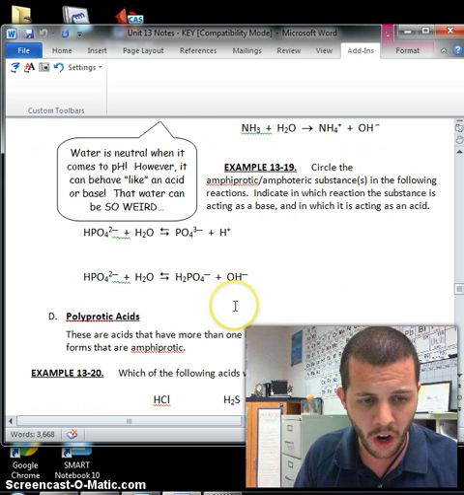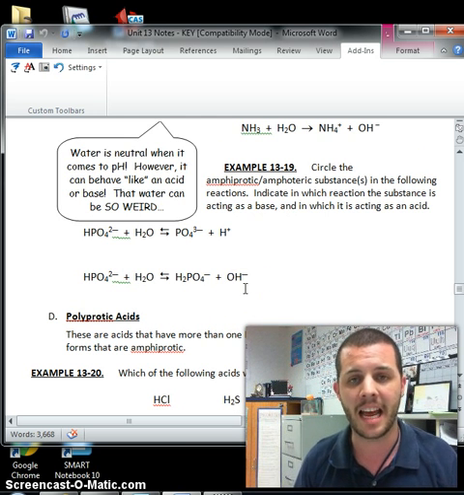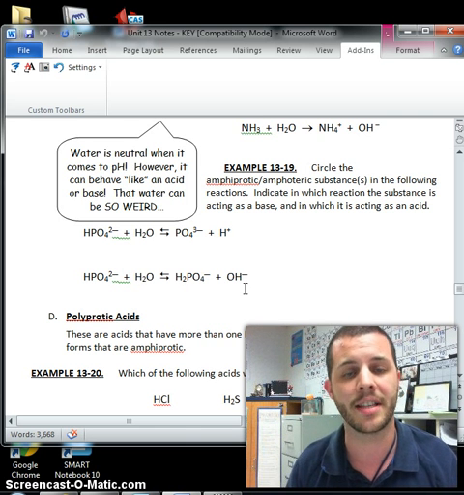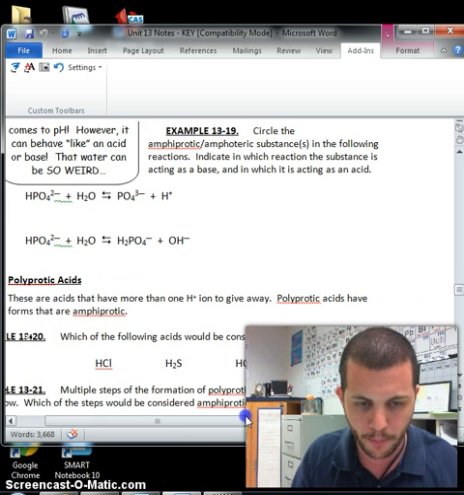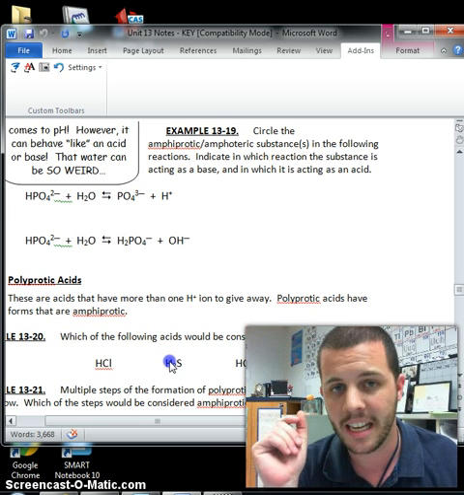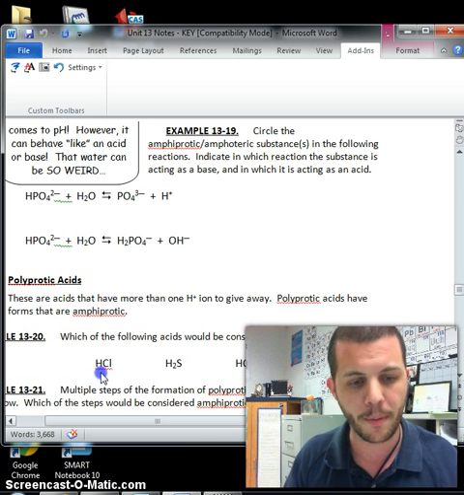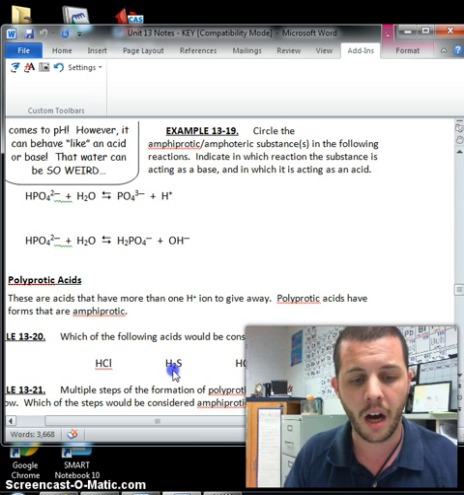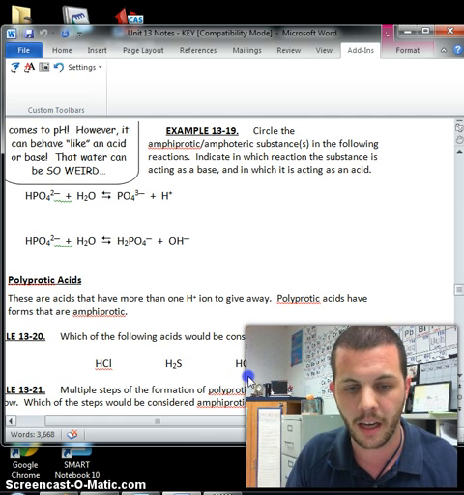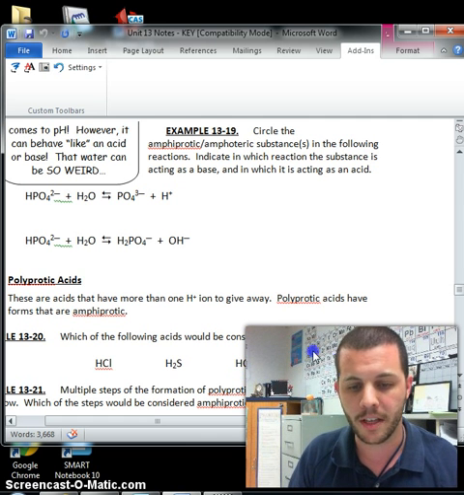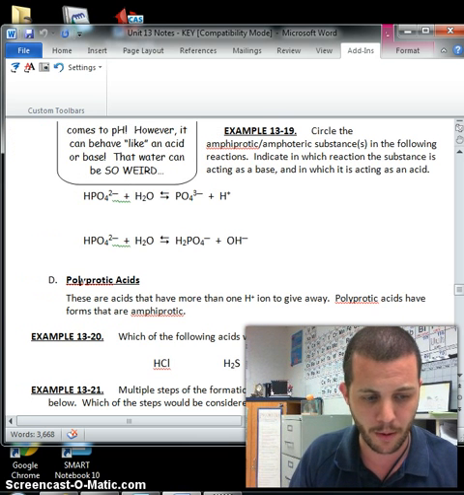Also, we have a situation called polyprotic, and a polyprotic acid is an acid that has more than one hydrogen that it can lose. So if you ever look at your formula and you see that you have multiple hydrogens, you know that acid is polyprotic. So HCl would not be polyprotic, it would be monoprotic because it only has one hydrogen. Hydrosulfuric acid, H2S, this would be polyprotic. This would be, take a guess, monoprotic. And this would be, take a guess, polyprotic. Okay, so there we go. That's the difference between monoprotic and polyprotic.